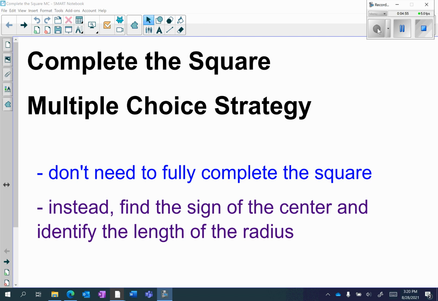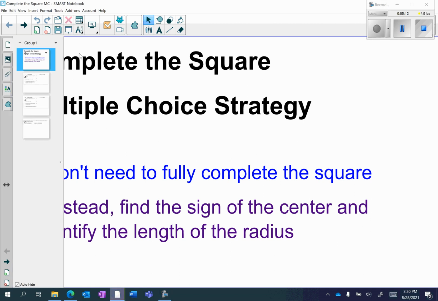Next, I want to discuss the completing the square multiple choice strategy. What's great about having multiple choice questions is you don't need to fully complete the square. Instead, you can find the sign of the center and identify the length of the radius.